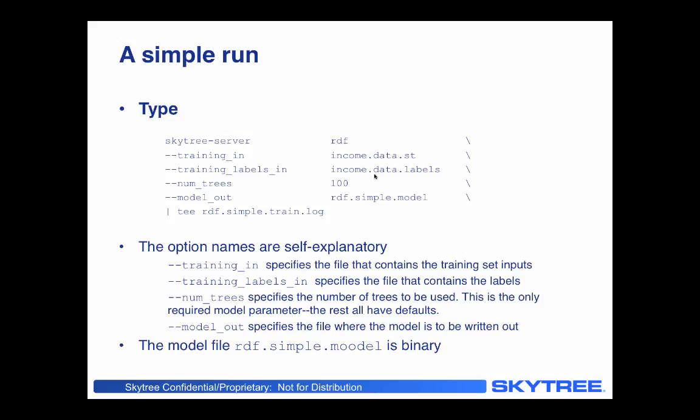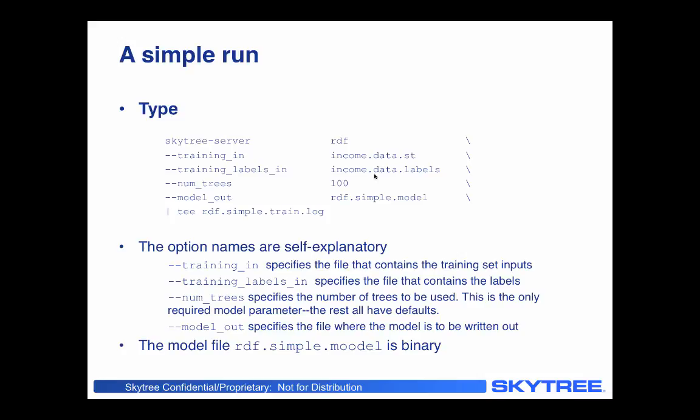Here's a simple random forest run that trains a random forest and saves the resulting model. We begin by specifying the RDF option, which invokes the random forest model, and we then specify the file that has the input columns of the training set. And we do this by using the training in option. After that, we specify the file that has the correct labels for the training set. And for this, we use the training labels in option.